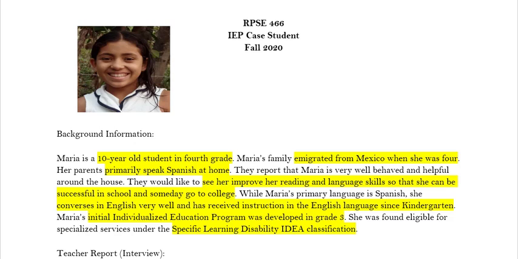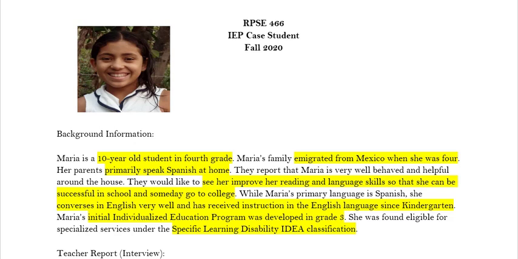Background information shows that Maria converses in English very well and that she has received instruction in the English language since kindergarten. Now, what I don't know here is whether Maria received support from an ESL, English as a Second Language teacher, whether she received support from a bilingual teacher, what the program model looked like for language assistance. I simply don't have that information to know what kind of language assistance Maria has been given. But what I do know is that the majority of her instruction has been provided in English only at school.